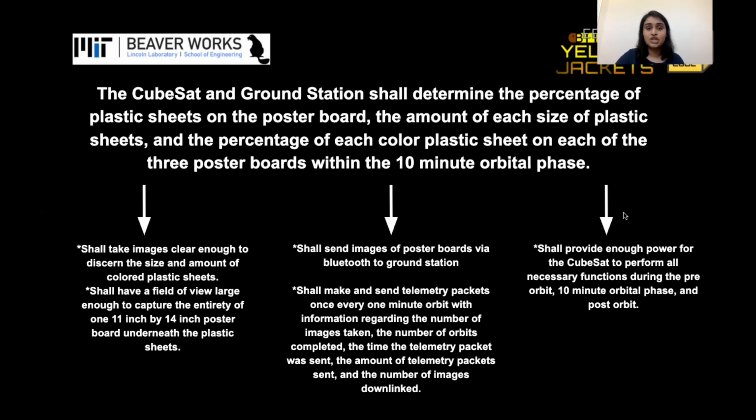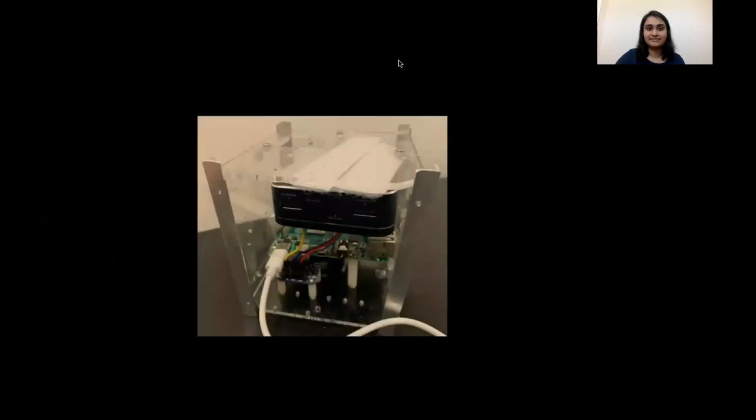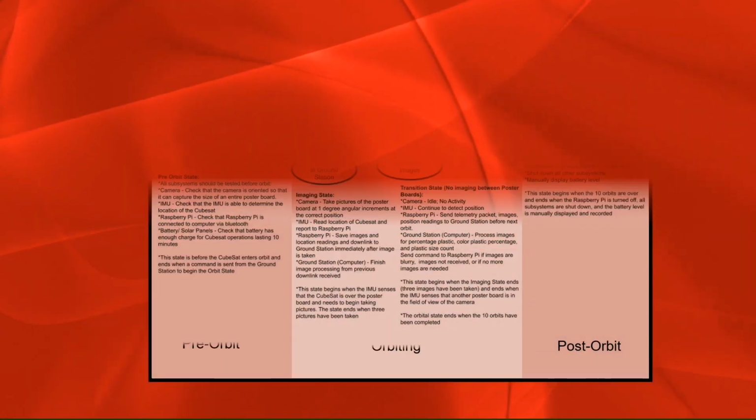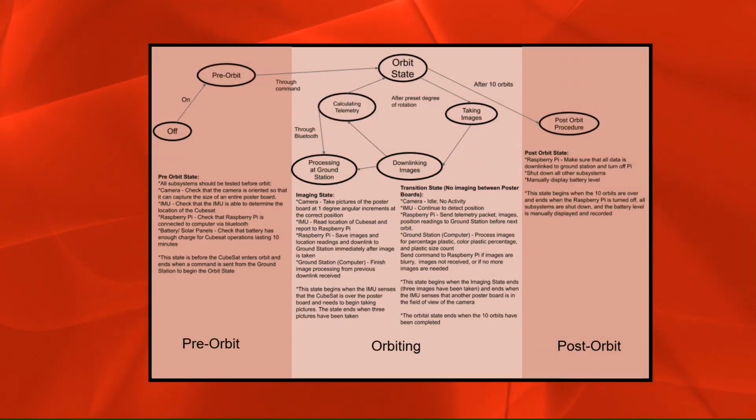After determining the mission requirements and critical functions that our CubeSat needed to satisfy, we then began designing and building our CubeSat. Hi, I'm Nick. This is our ConOps diagram. As you can see, we divided our ConOps into pre-orbit, orbiting, and post-orbit sections.